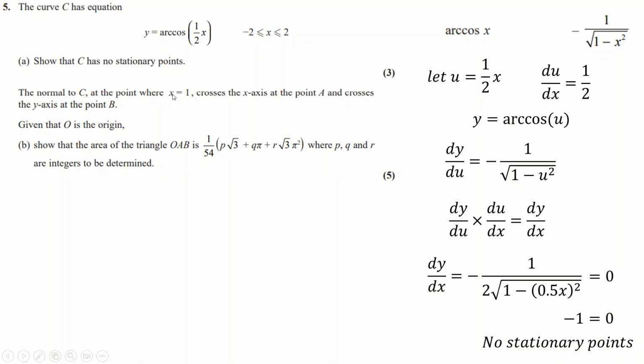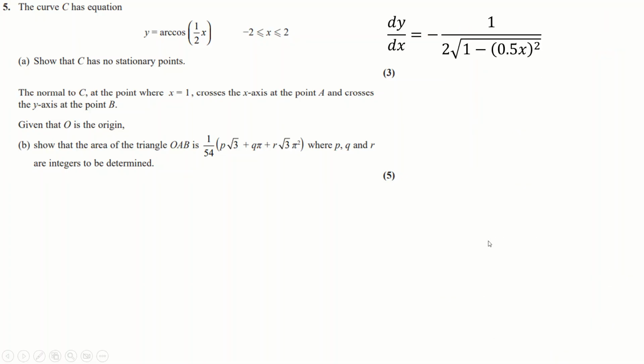Good. The normal to the curve at the point where x is 1. So when x is 1, let's find dy by dx first. So when x is 1, we find dy by dx is this. It's just, of course, 1 minus a quarter, because 0.5 squared is a quarter, so that's 3 quarters. Root is root 3 over 2. Cancel the 2, you get minus 1 over root 3.